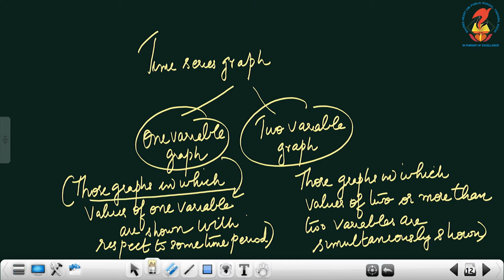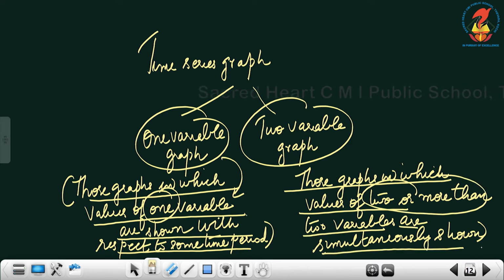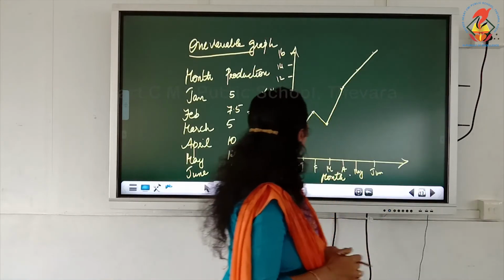One variable graphs are those graphs in which values of one variable are shown with respect to some time period. Only one variable. Those graphs in which values of two or more than two variables are simultaneously shown, that is known as two variable graph. Let us see this one variable and two variable graph.